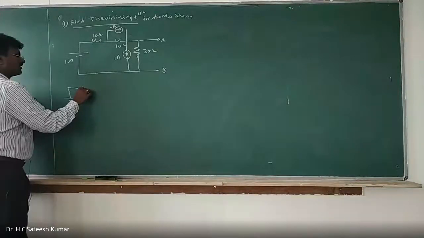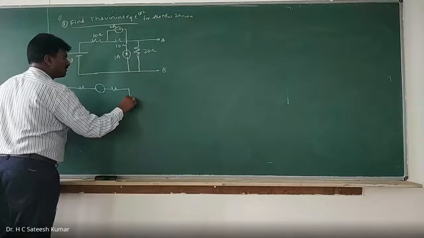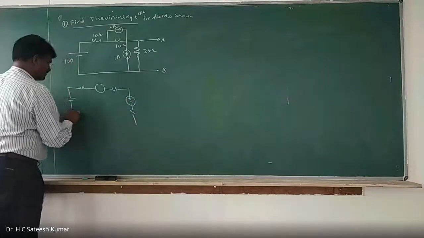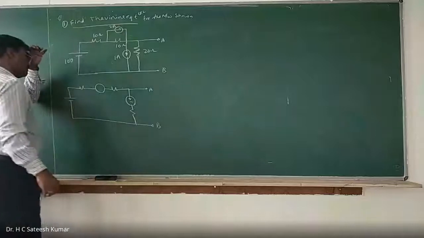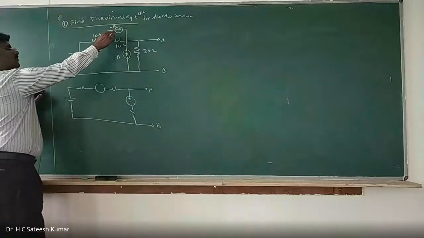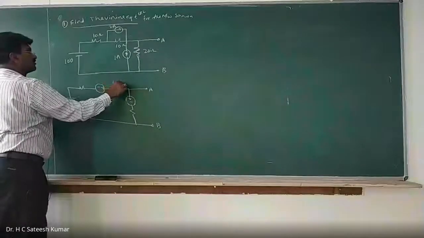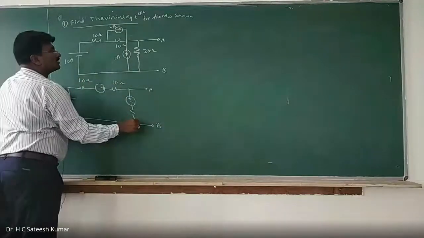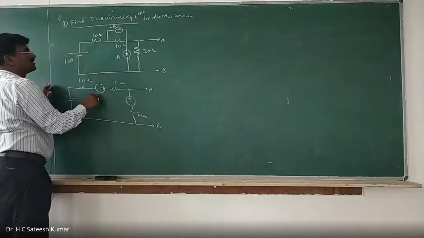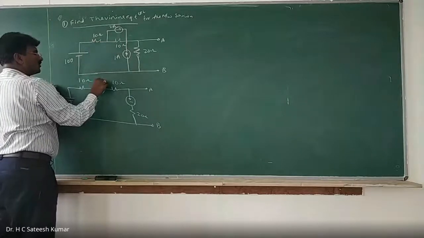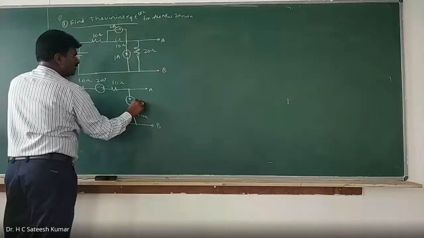A resistance, a voltage source in series with the resistance, one more voltage source in series with the resistance, and the terminals A, B. Here the arrow mark is on this side, therefore minus plus. Here the arrow mark is on the upside, therefore plus minus. The resistance is 10 ohms, this is also 10 ohms, this is 20 ohms. What is the voltage? V is equal to I into R: 10 into 2, 20 volts. And V is equal to I into R: 20 into 1, 20 volts.